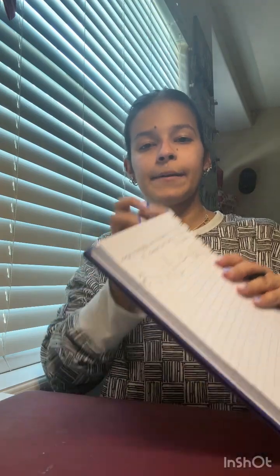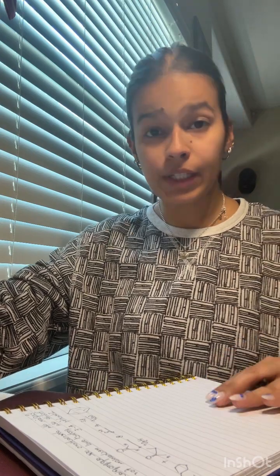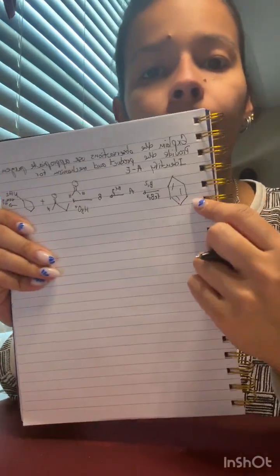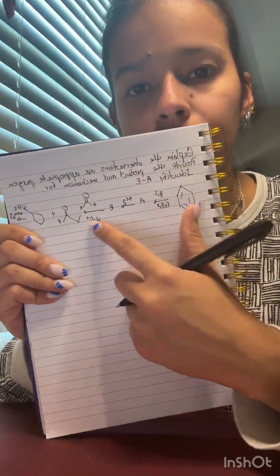Okay, this is my third question. Let me just read it back to you. Explain the observations, use appropriate jargon, provide the product and mechanism for this, and find A through E. I have to find what's in there. Okay, so let me just go through it. There are a few steps that we've got to go through.